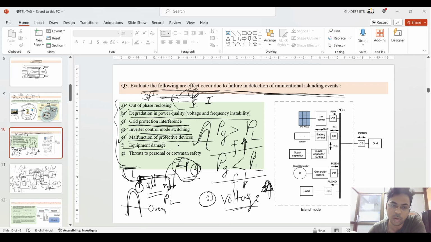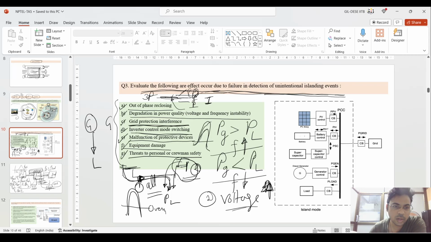Coming to the F part, equipment damage. Your PV may be such that heating may occur inside the inverter. This can lead to equipment damage. And the G part is threat to personnel or crewman safety. Suppose one person is operating at this microgrid location, at the generating source, the point of coupling, or a certain load point. If a sudden disconnection of the grid occurs, more generation will go to that load. Suppose I take one example itself.